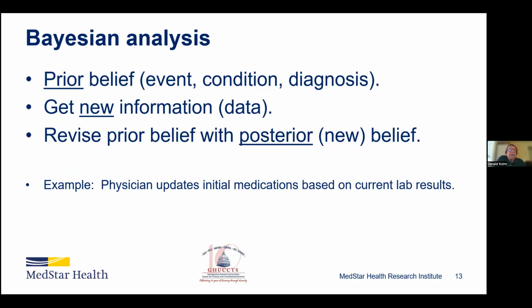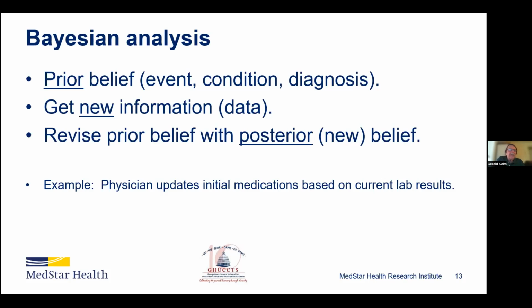So basically what we do in Bayesian analysis is pretty straightforward. We have a prior belief about the occurrence of an event or a diagnosis, or if, say, one treatment is better than another. Then we're going to collect new information that we haven't had. And then based on this new information or our data that we have, we're going to revise our prior belief with a posterior belief or a new conclusion.